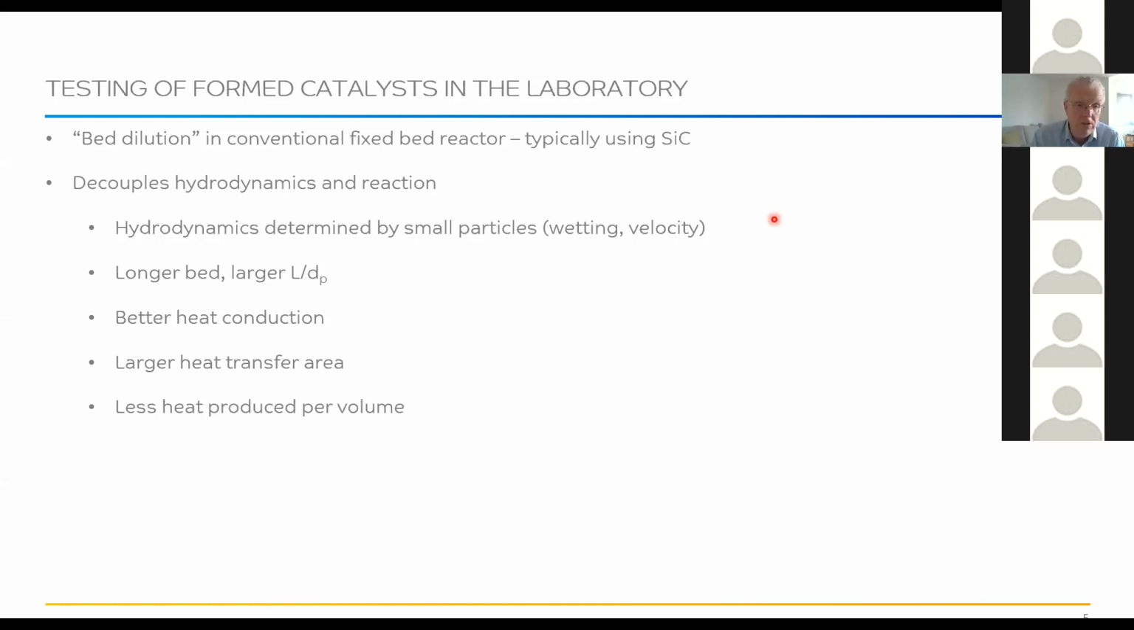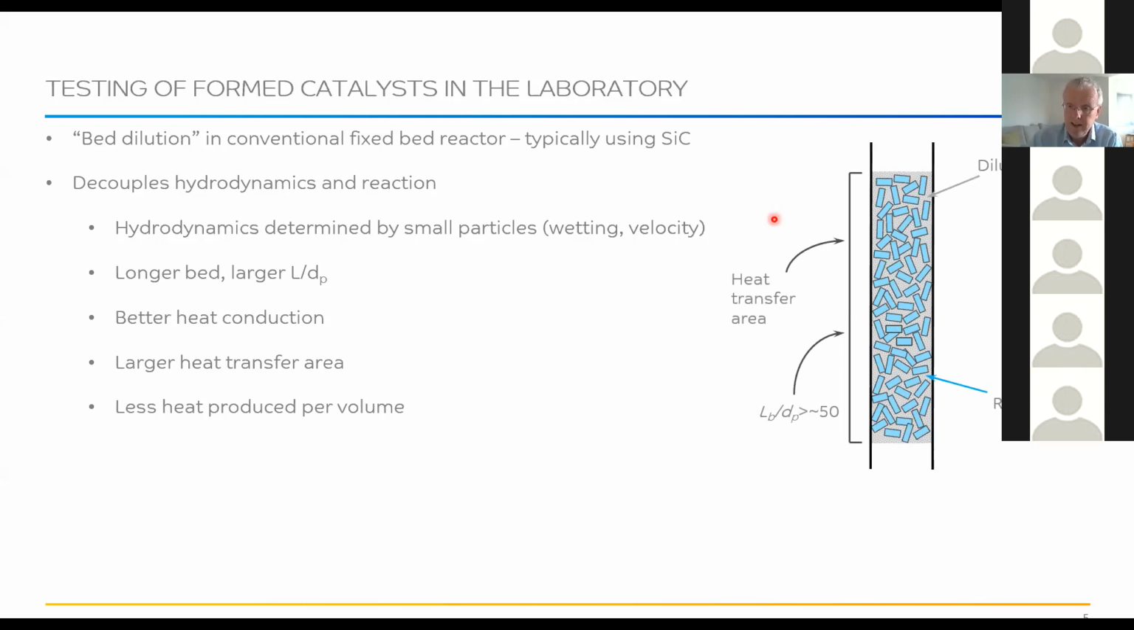You tend to have longer beds because you're diluting the catalyst. You get better heat conduction, so heat removal, if you've got an exothermic reaction, because you have something like silicon carbide present, you have a larger heat transfer area, and therefore you get less heat produced per unit volume. You can imagine here's a schematic of how the particles might be packed inside the diluent material. So you've got in the blue the catalyst particles surrounded by a smaller diameter silicon carbide material, for example. And in practice, I can show that does work.